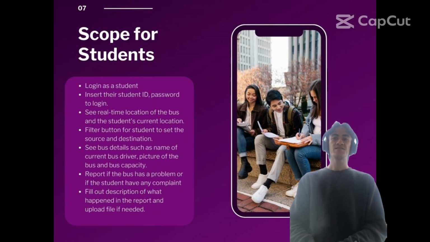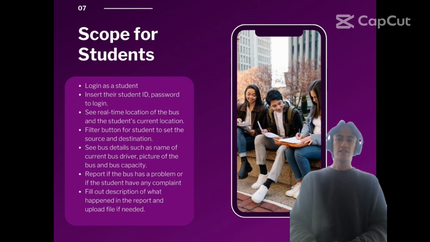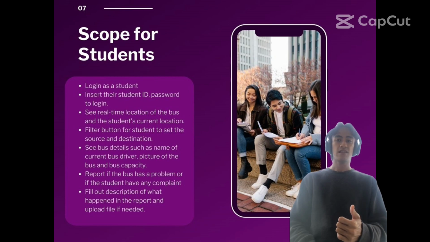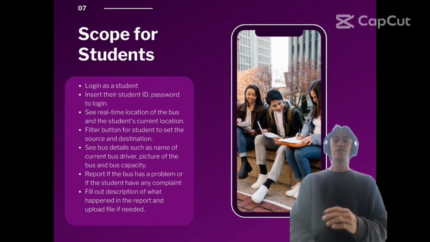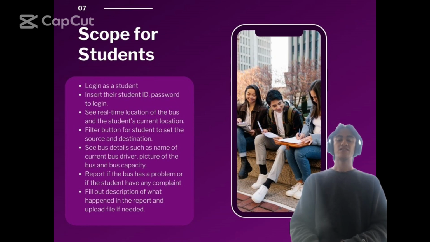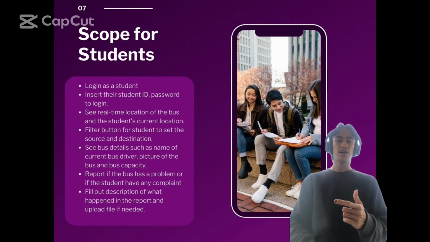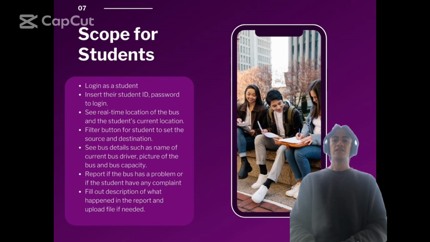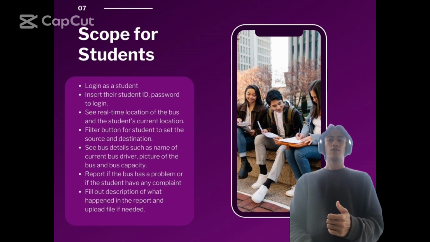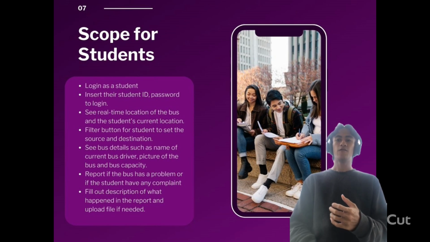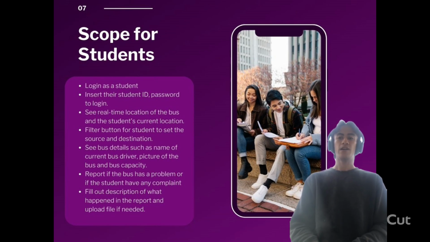So the scope for students: students can log in as a student by inserting their student ID and password. They can see the real-time location of the bus and the student's current location. There will be a filter button for students to set the source and destination. The student can see the bus details such as the name of the bus driver, the picture of the bus, and the bus capacity. The student can report if the bus has a problem or if the student has any complaint regarding the bus. And the student can fill out a description of what happened in the report and upload their file if needed.